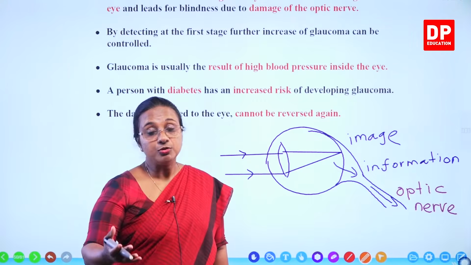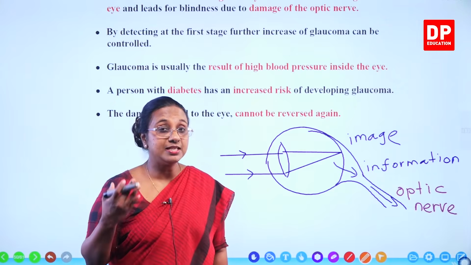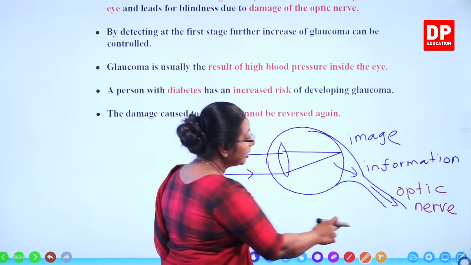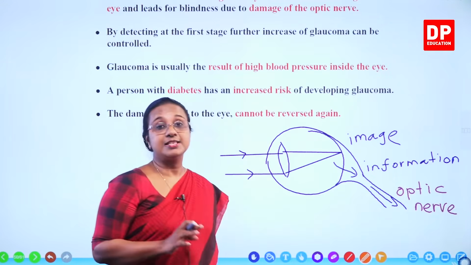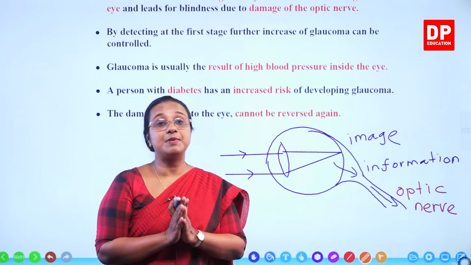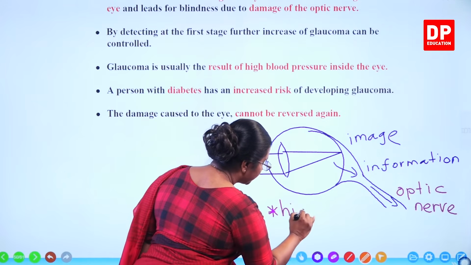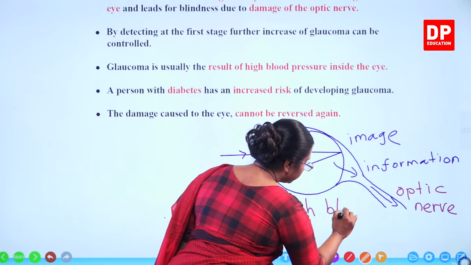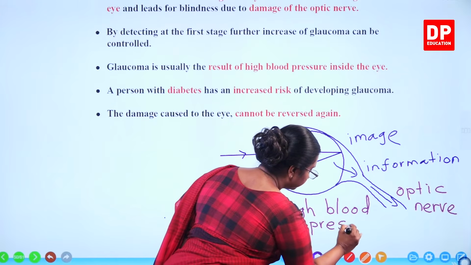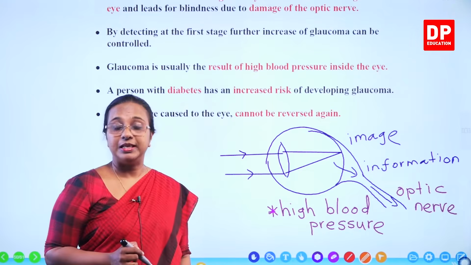With certain factors, again, it can be due to age or it can be genetic factors, and sometimes in diabetic patients there is a high tendency where the optic nerve gets damaged. This happens due to high blood pressure. So, if there is high blood pressure in the eye, that damages the optic nerve.